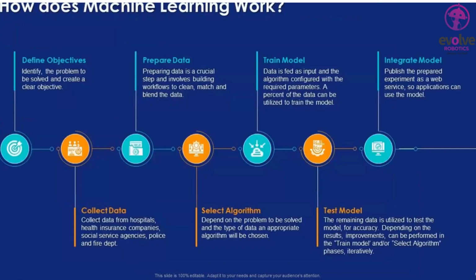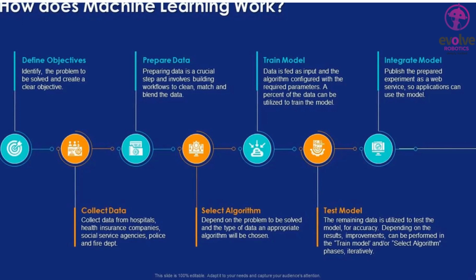So how does machine learning work? First thing is we have to define the objectives. The problem has to be clearly identified, what it has to solve. The second one is collect all the necessary data. The third one is prepare the data. This is a very important step. All the data cleaning, data pre-processing will be done at this step. Because only if we give quality input to the machine, we can expect quality output in return.